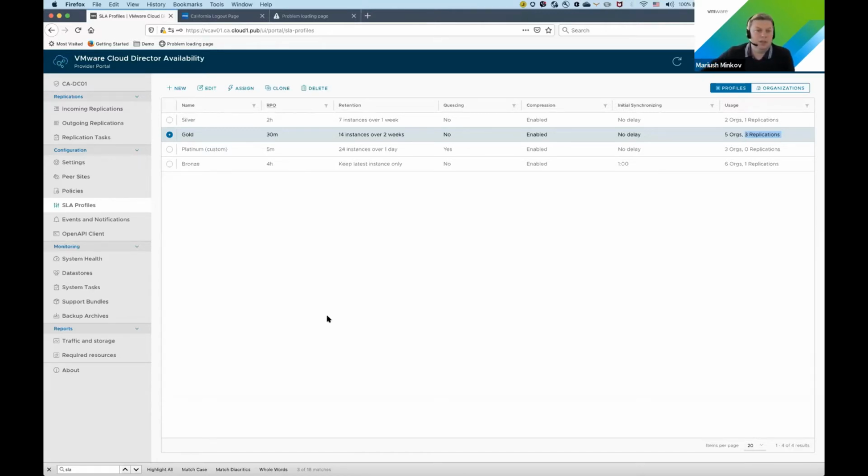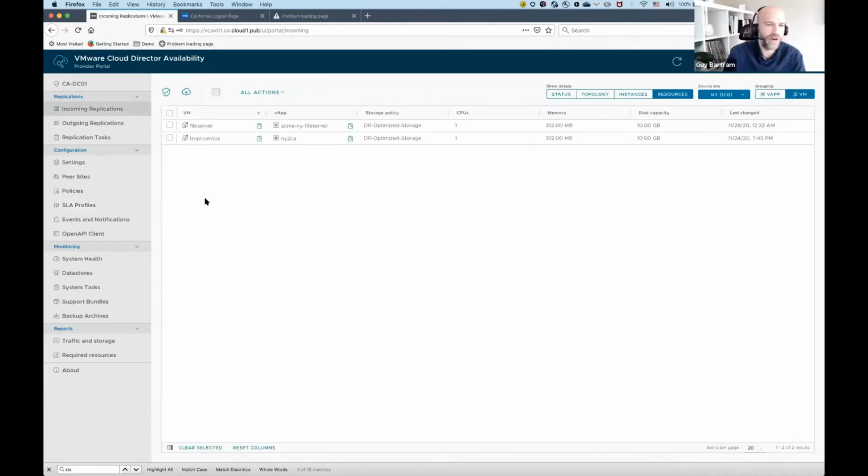Practically, the reason we made this design decision is because there is a whole lot of complexity sitting behind changing a profile where there are replications using it. Then we need to make a decision what to do with these replications. Do we want to notify the tenants and so on? It is not only complex to implement, but it is also complex to explain, to communicate, and to use.